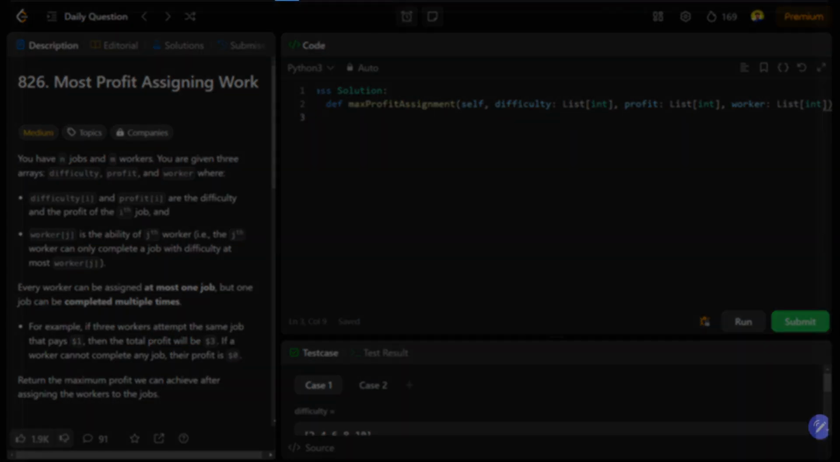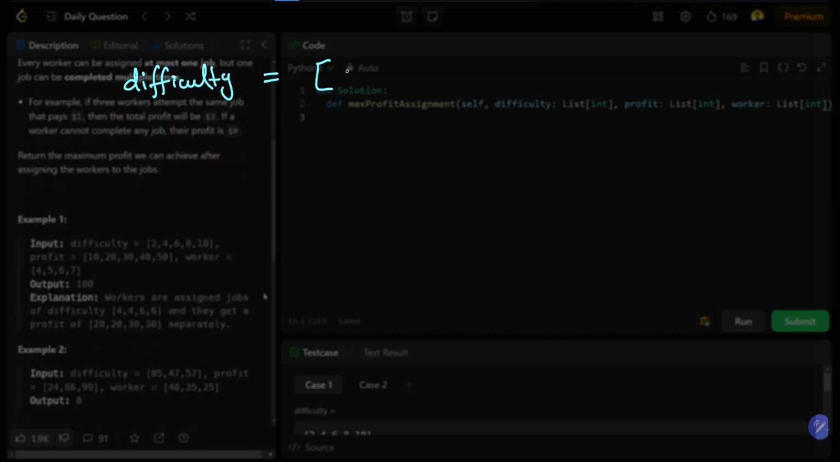So let's take the first example itself. I have a difficulty level array with some difficulty levels given to us: 2, 4, 6, 8, and 10. So these are five different jobs given to us with some difficulty levels. And for each of those difficulty levels, we have some profit assigned to it.